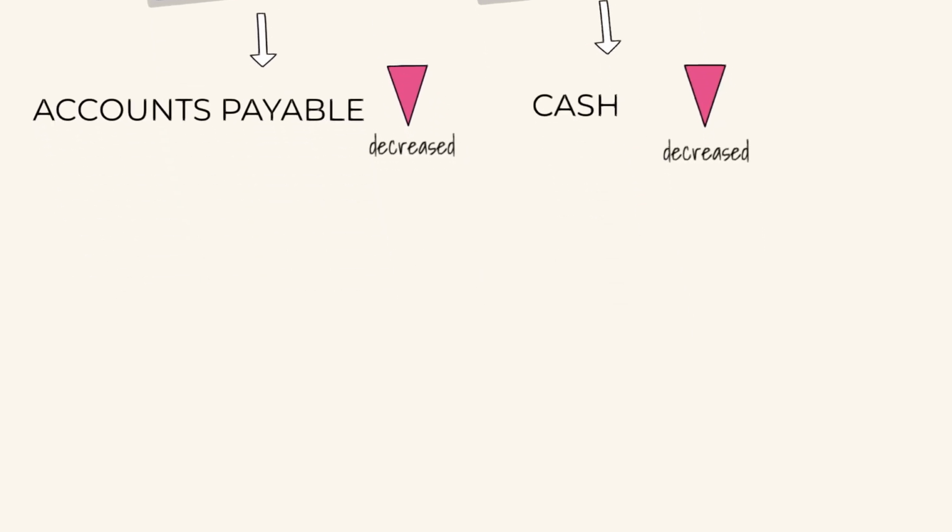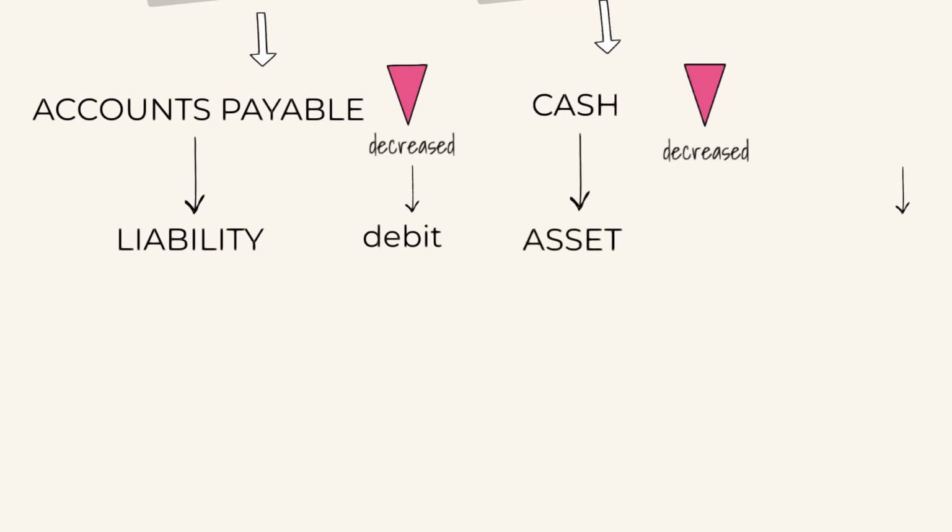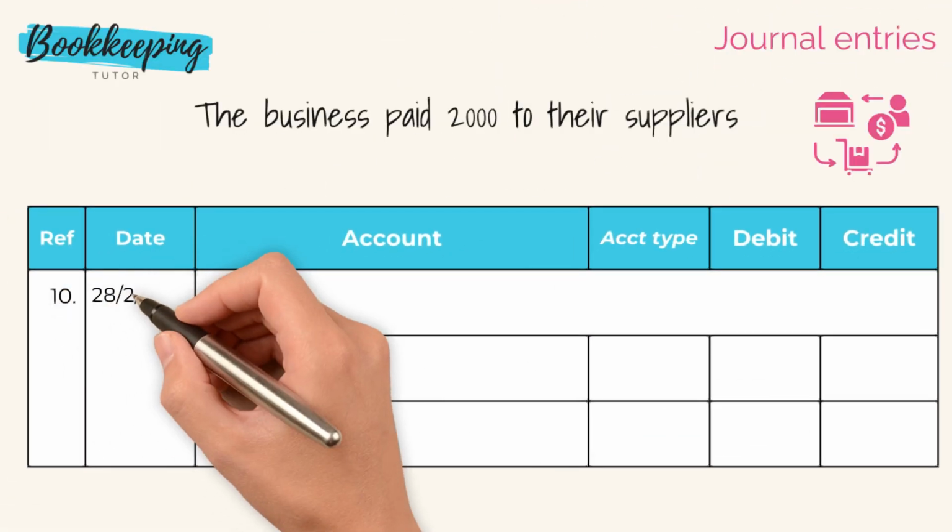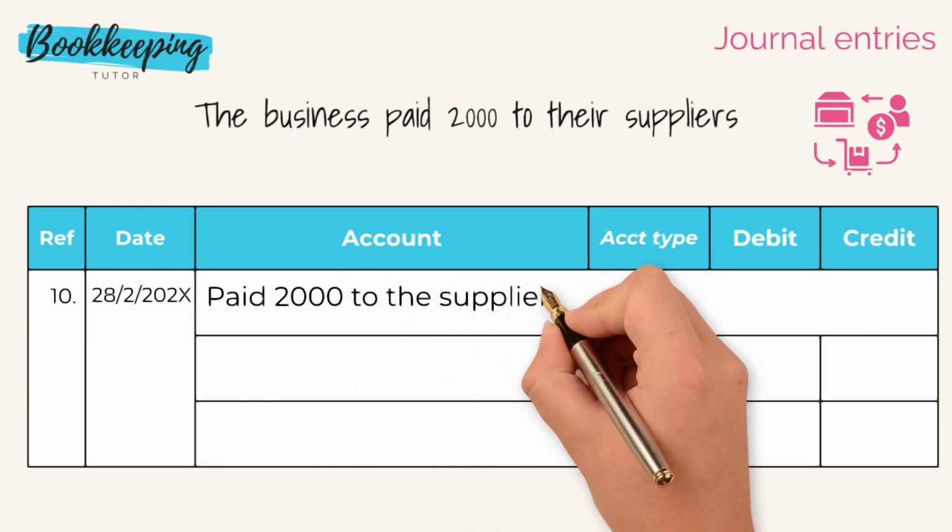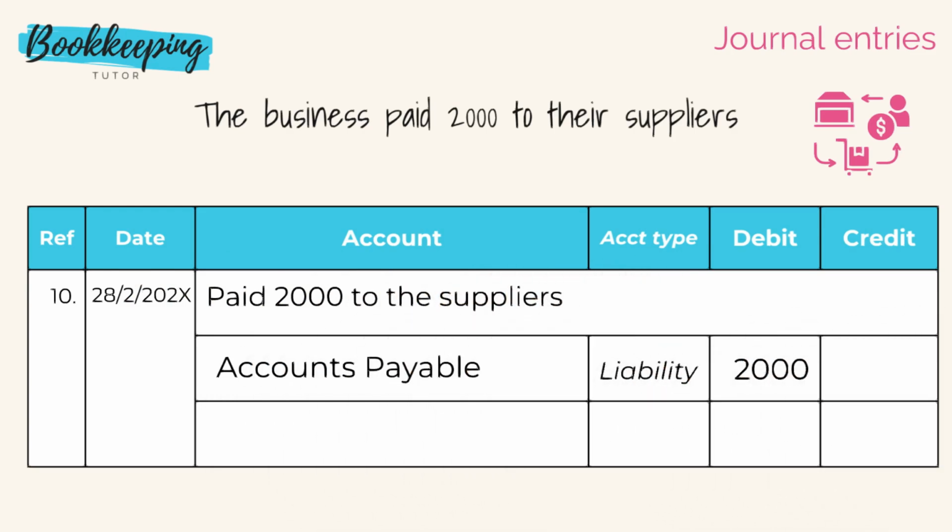Because the accounts payable decreased by 2,000, the accounts payable is a liability account. The decrease on a liability account is a debit. Therefore, we need to debit the accounts payable account by 2,000. The bank balance decreased by 2,000. The cash at bank is an asset account. A decrease on an asset account is a credit. Therefore, we need to credit the cash at bank account by 2,000. So when a business pays to its suppliers, it should be recorded as debit accounts payables and credit the cash at bank account with the same amount.